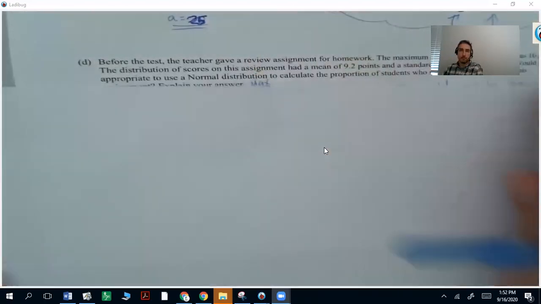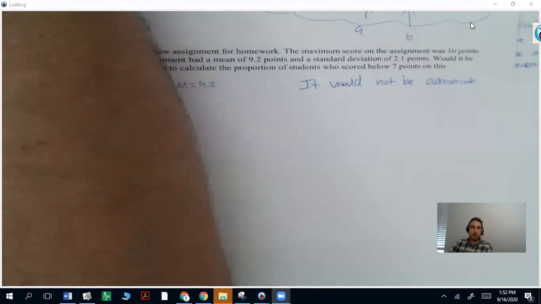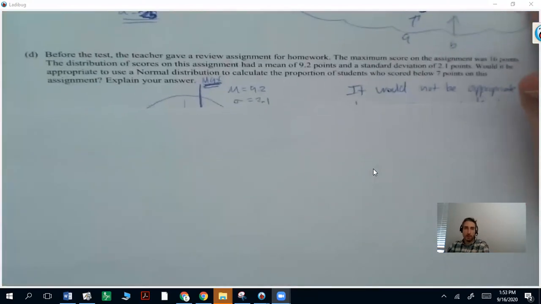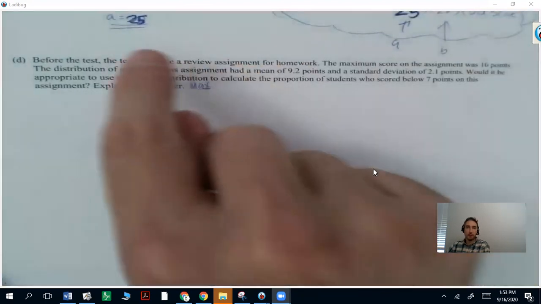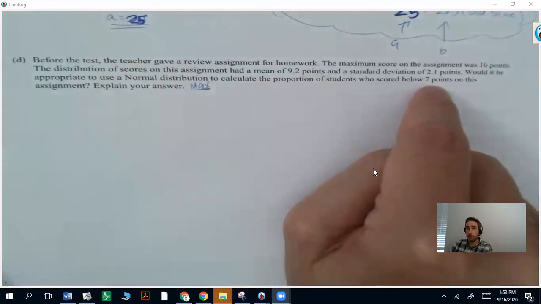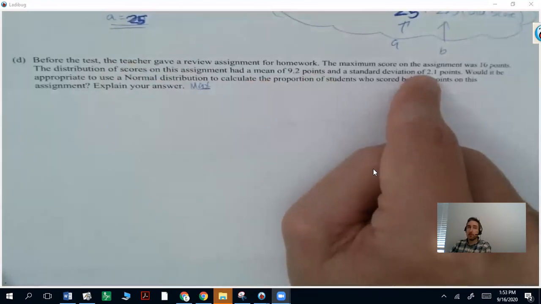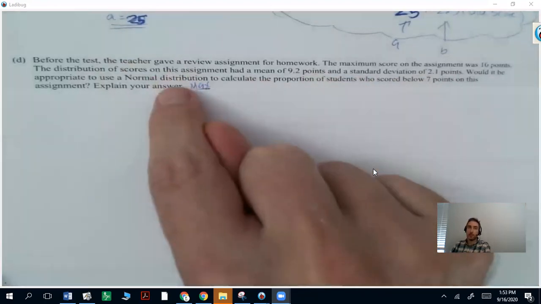Letter D. Before the test, the teacher gave a review assignment for homework. The maximum score on the assignment was 10 points. The distribution of scores on this assignment had a mean of 9.2 points and a standard deviation of 2.1 points. Would it be appropriate to use a normal distribution to calculate the proportion of students who scored below 7 points on this assignment? Explain your answer.